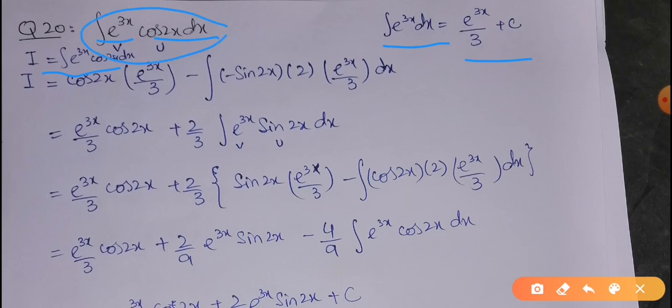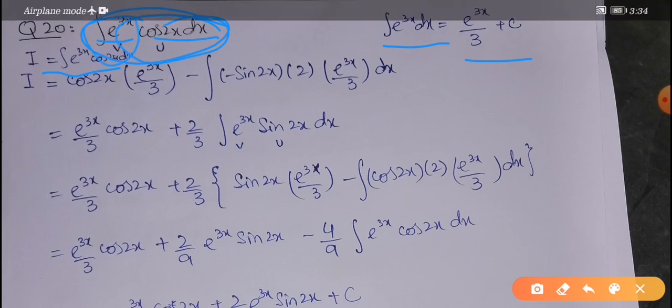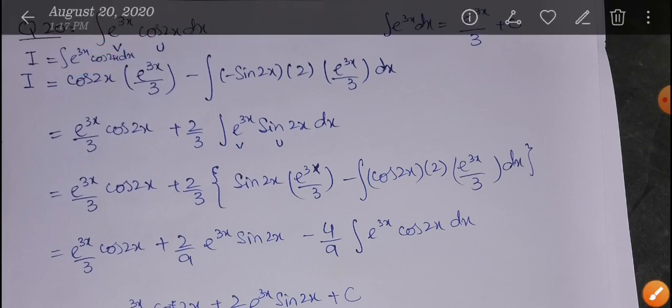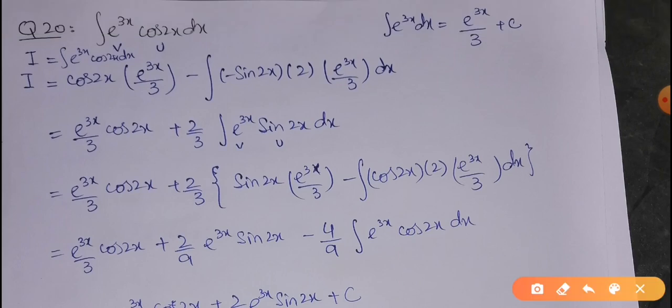And how to choose u and v over here? One is an exponential function, one is a trigonometric function, so the trigonometric function must be taken to be u and the exponential function is going to be v. So applying integration by parts over here, u as it is times integral of v, minus integral of the derivative of u. The derivative of cos 2x, derivative of cos is minus sine, so minus sine 2x into the derivative of the angle which is 2, into integral of v, that is e power 3x over 3. Now we will simplify this expression and then we will integrate it again.